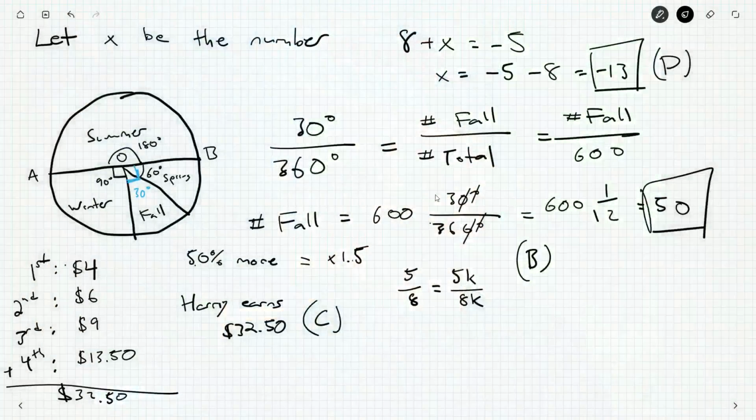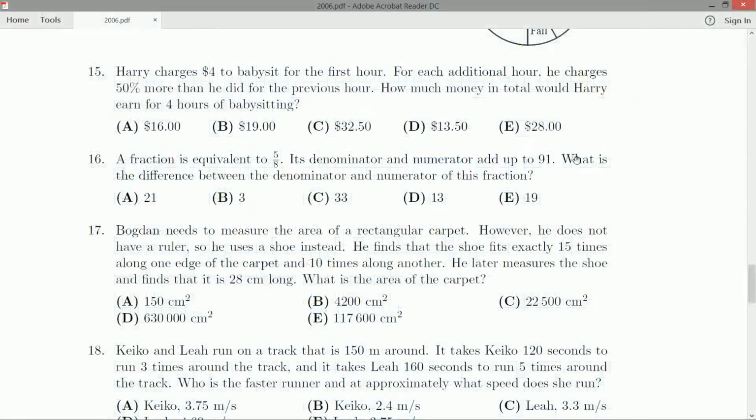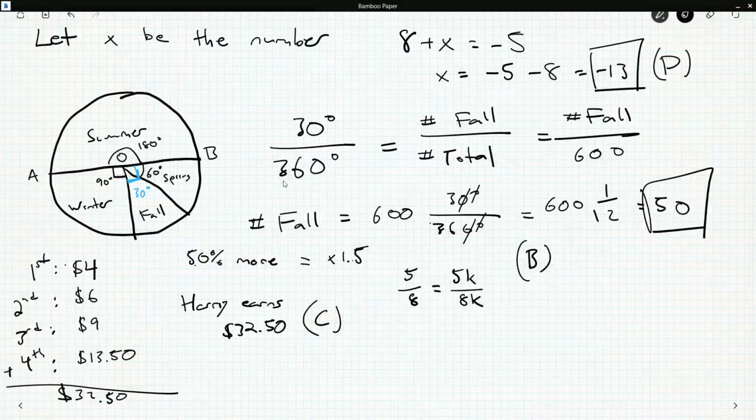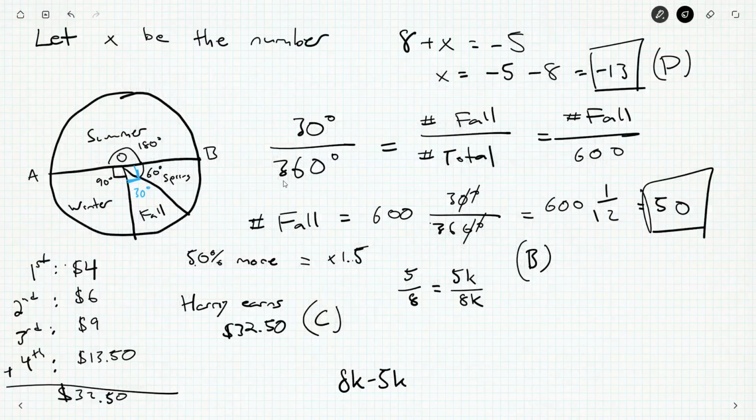All right, so this is my fraction, and so 5k will be the numerator, 8k will be the denominator. Notice that now we can express what they're asking for. What is the difference between the denominator and numerator? Well, the answer we're going to seek will be 8k minus 5k. We just need to know what k is.